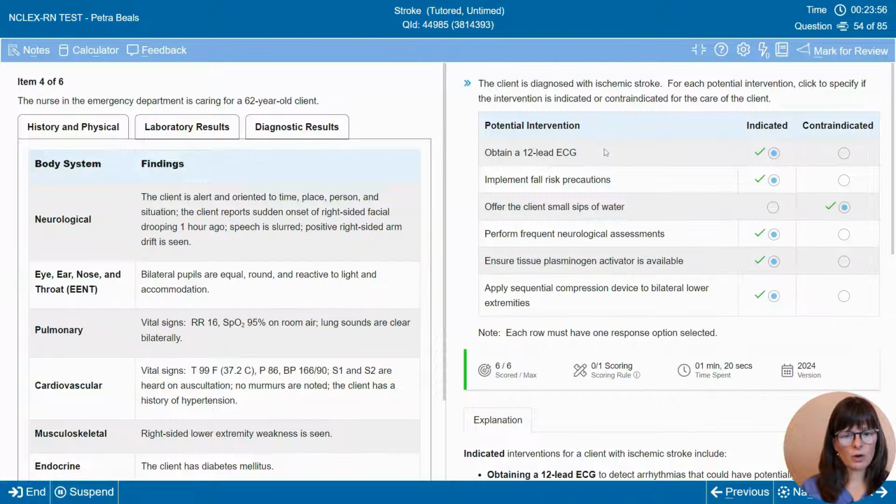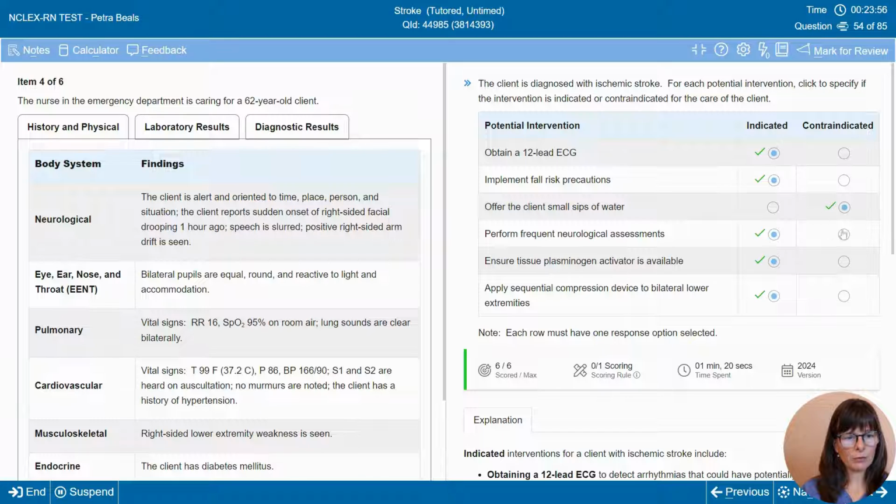Obtaining a 12-lead EKG is definitely indicated because we know that atrial fibrillation puts the patient at high risk for clotting as well as stroke. So we need to find out what underlying rhythm this patient is in. Number 2, implement fall risk precautions. We determine that the patient has positive right-sided arm drift and right lower extremity weakness, so definitely they're at high risk for falls.